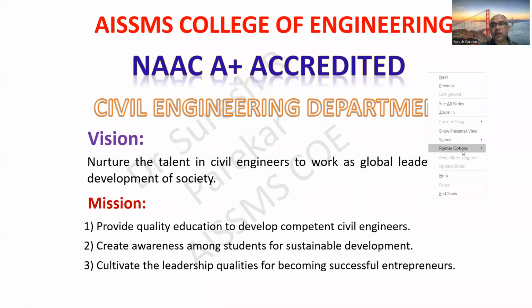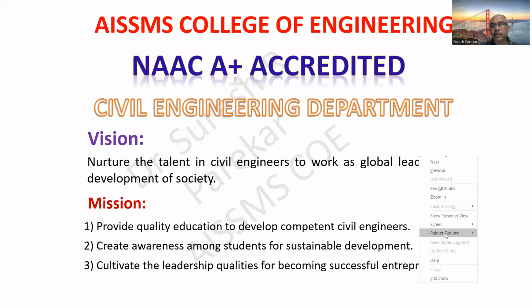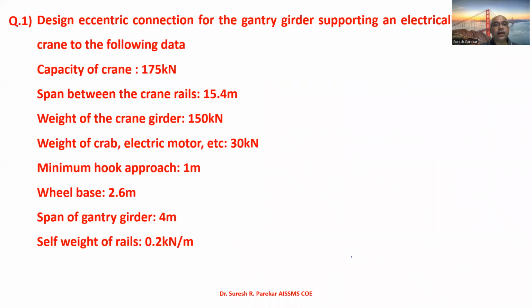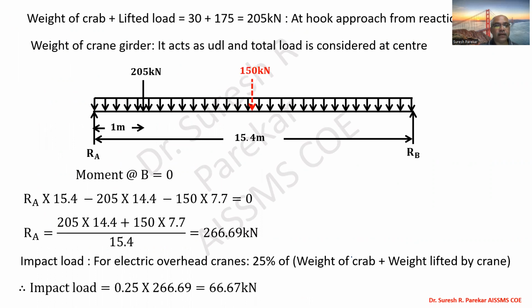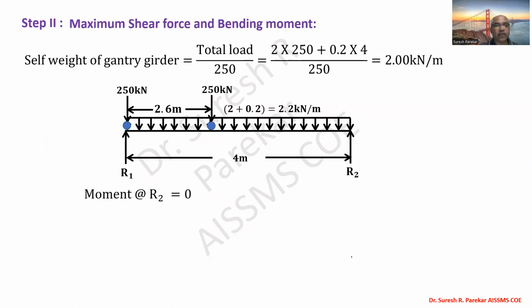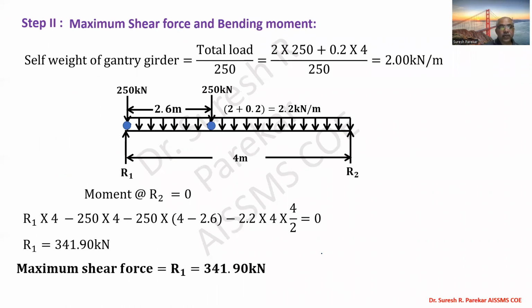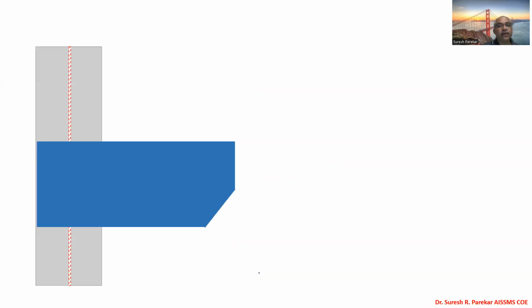Good afternoon. Today we are going to see the eccentric connection, which we require for the gantry girder. We have already seen this problem. Yesterday I uploaded the video related to this gantry girder, and the part I have considered is the maximum shear force, which is my reaction. This reaction is 341.90 kilonewton, and we have to consider it when we design the eccentric connection. Now, how will we have this connection?